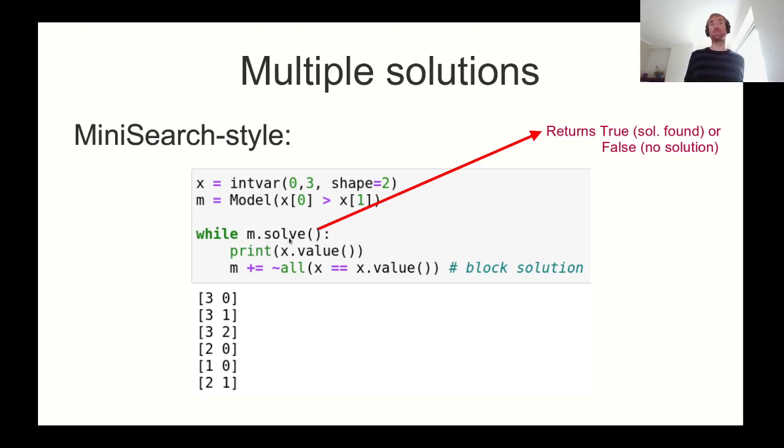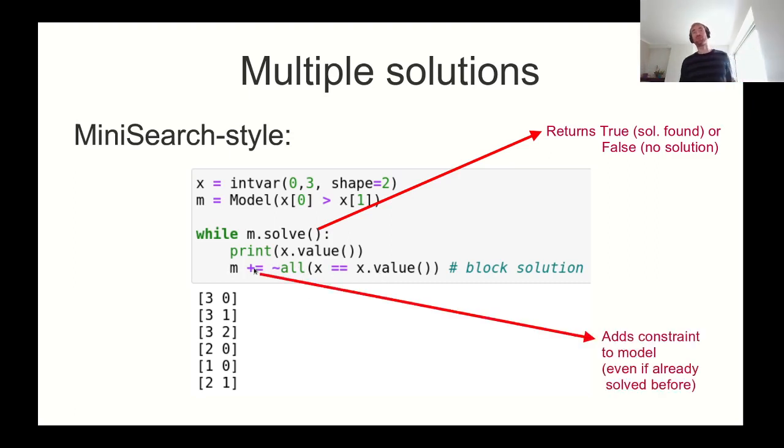So while it found a solution, you print the value of the decision variables, and then you add an additional constraint to the model that says the next solution cannot be such that all of the decision variables get the same value as the one you just found. We've seen before that you can use the plus equals operator to add constraints to a model. Well, you can do this even if you've already solved the model before. You just call solve again, and it will solve this new model that includes the newly added constraints.